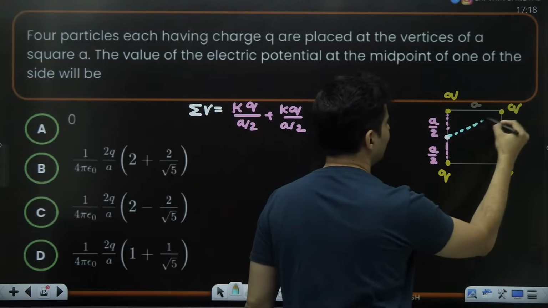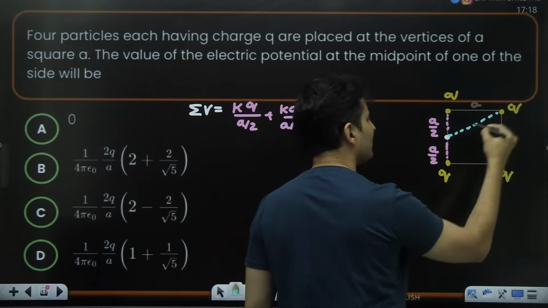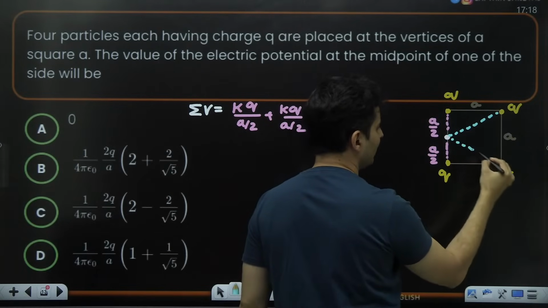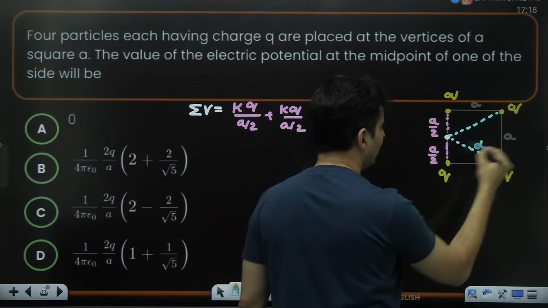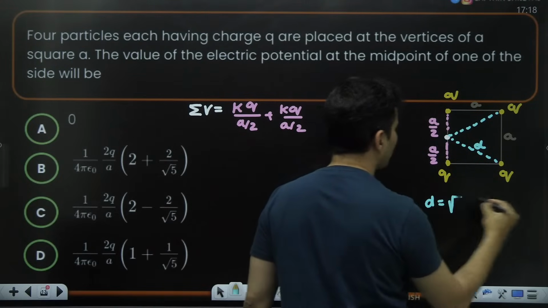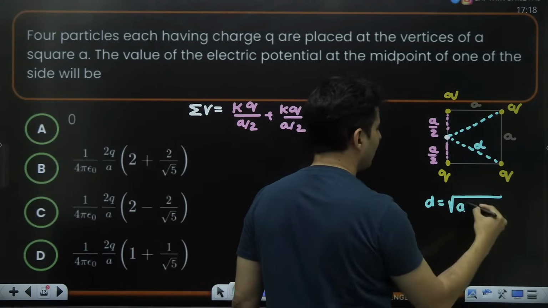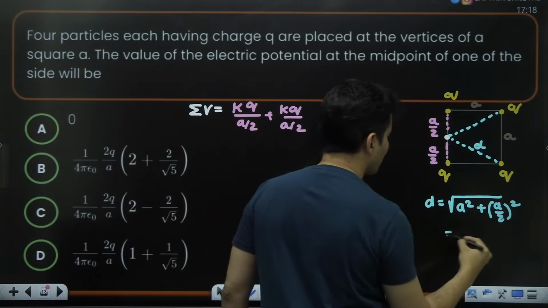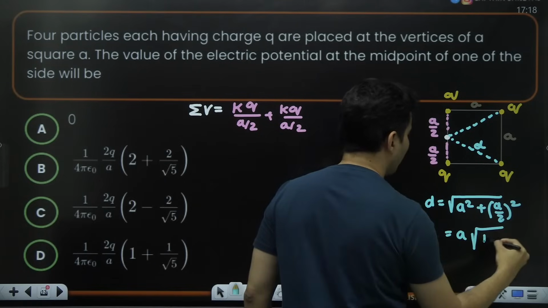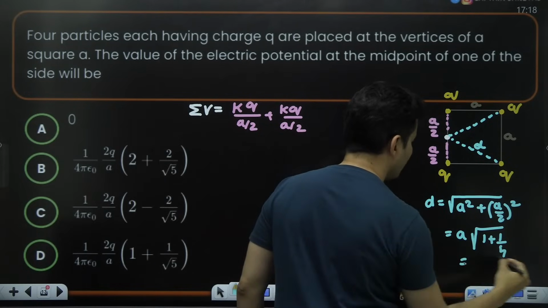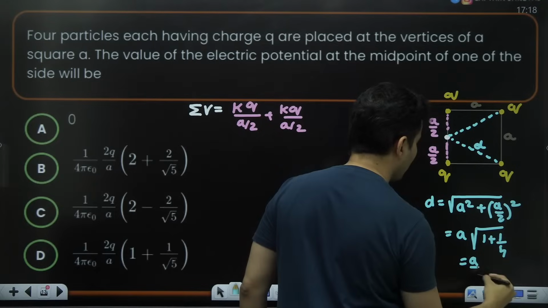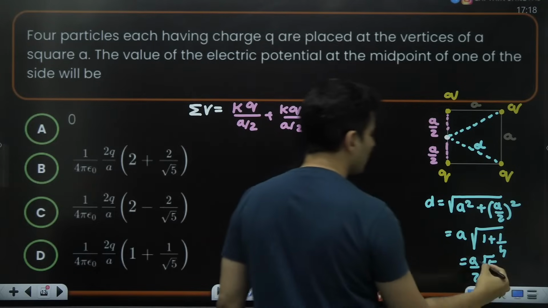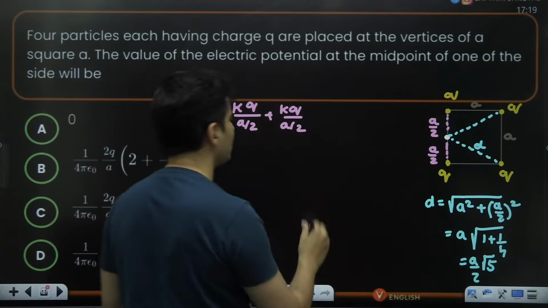This charge is at this particular distance. How much is this distance? Use Pythagoras. So let's say I call the distance D. That will be the root of, this side is A and this side is A by 2, so A by 2 whole squared. A will be common, so 1 plus 1 by 4. The LCM is 4, so it will become A by 2 root of 5. So root 5 A by 2 is the answer for that.